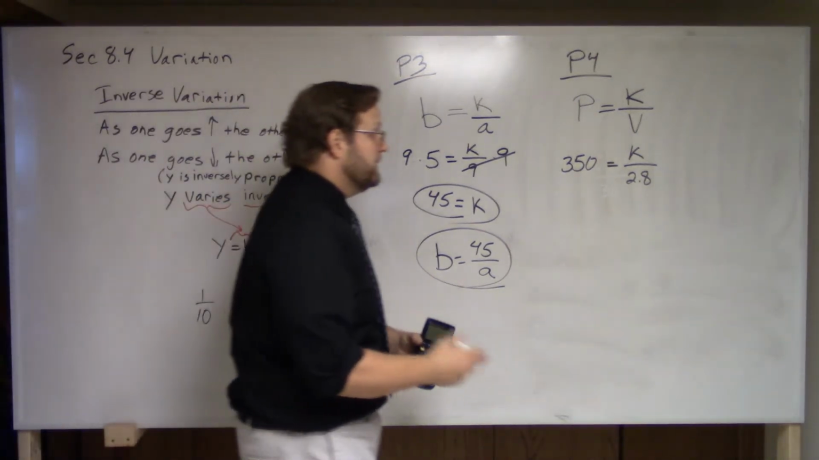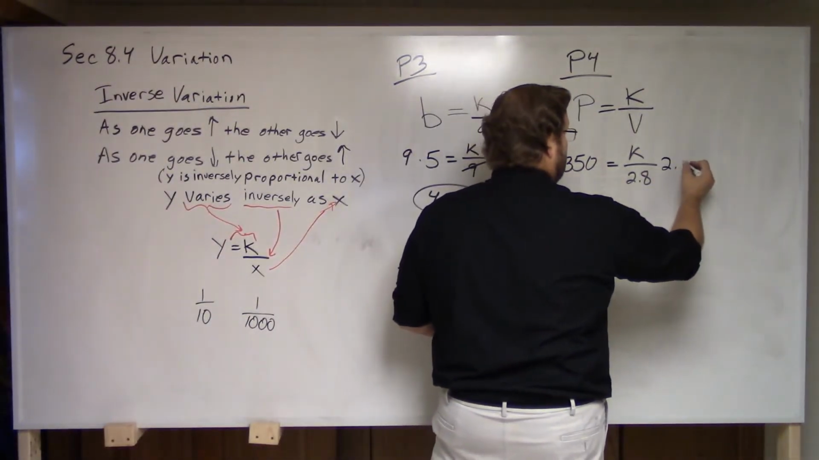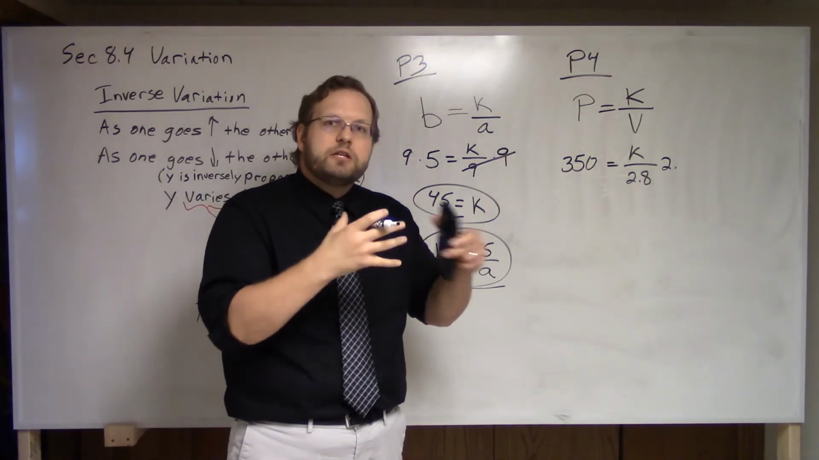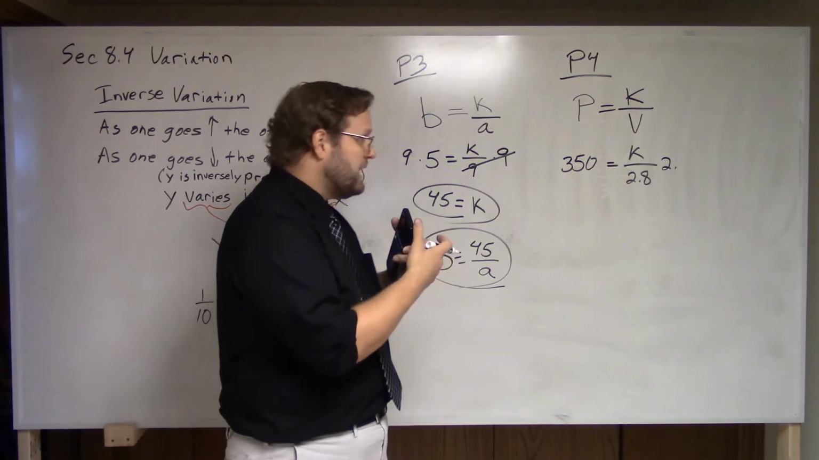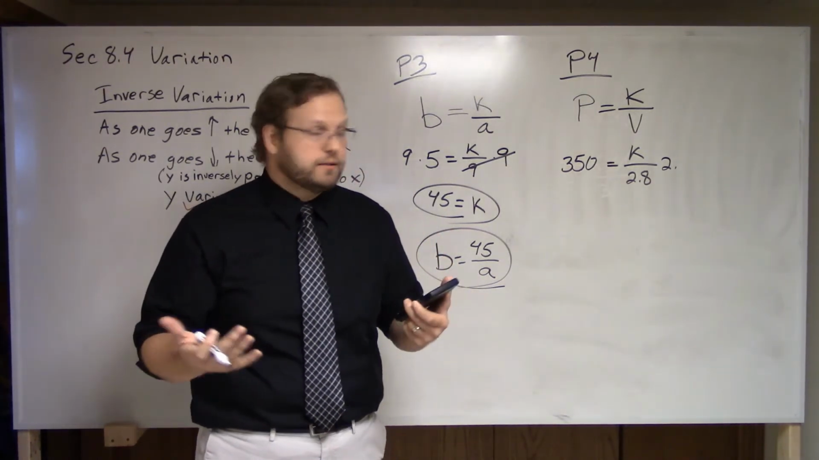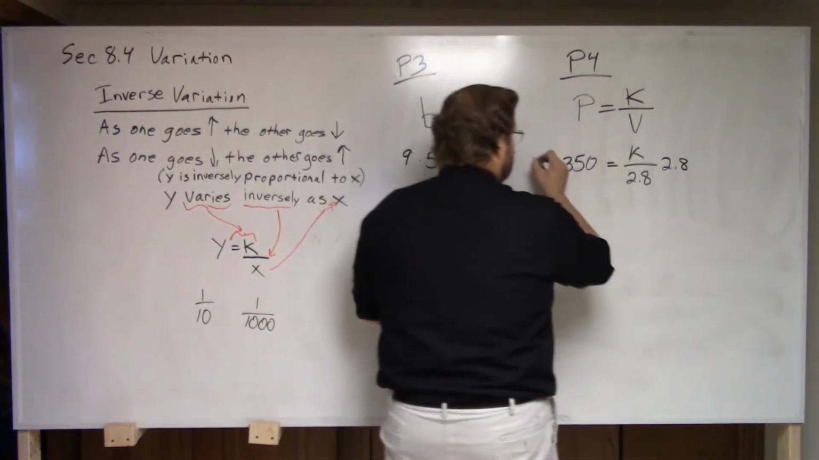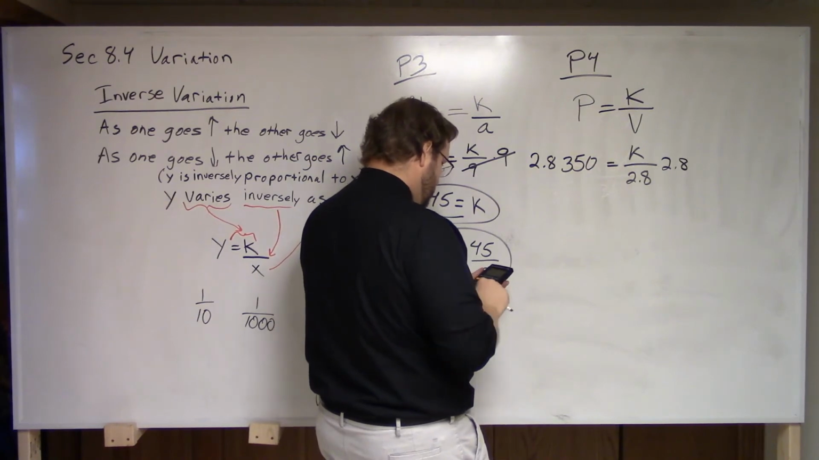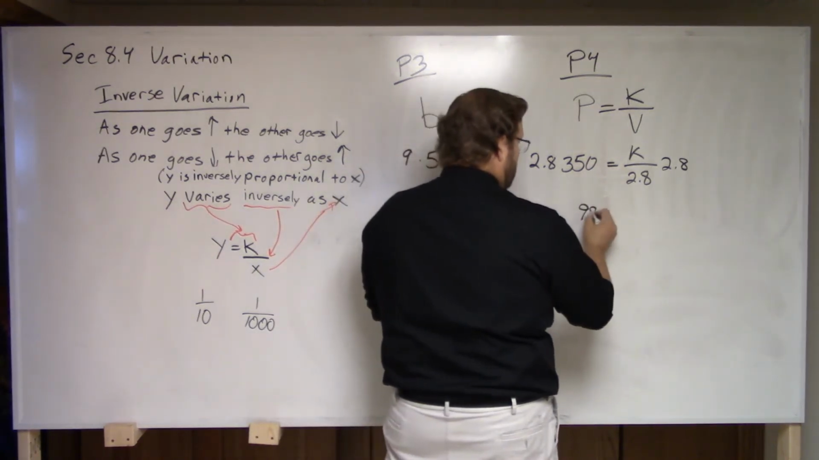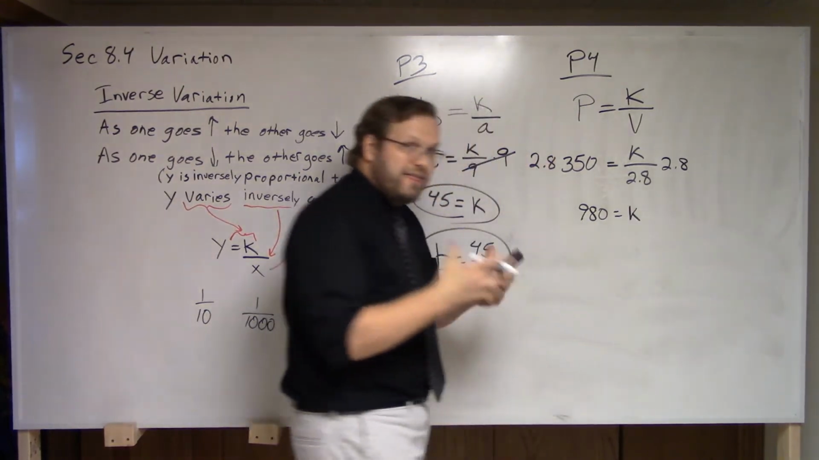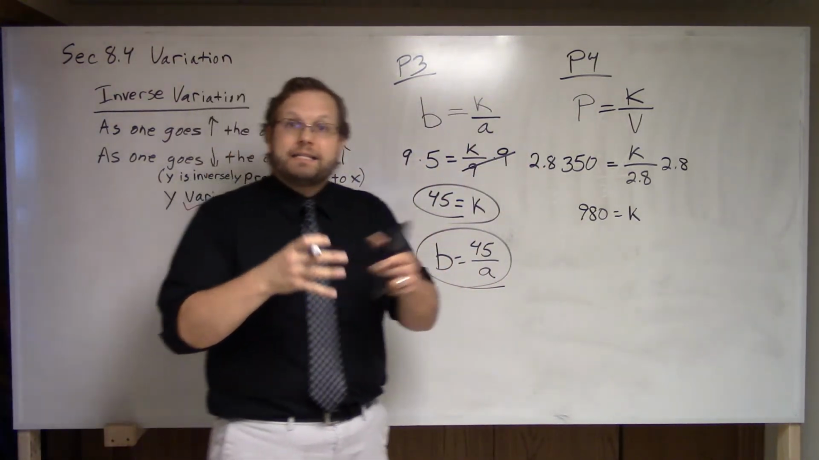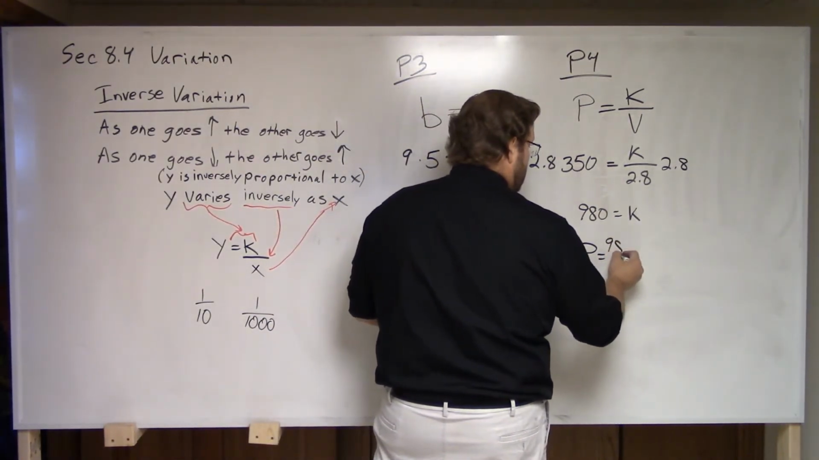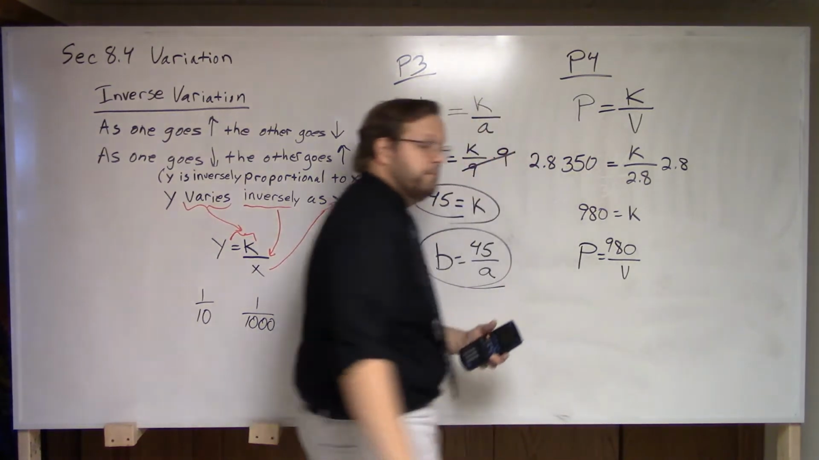Okay, so for something like this, I just find that K value. By finding the K value, I then see how these two values are actually related. And then I can find any combination of numbers I want. So I'm going to multiply by 2.8. And then 350 times 2.8 is 980. So I get 980 equals K. That connects everything. Now, I need something I can work with. And that's going to give me P equals 980 over V.